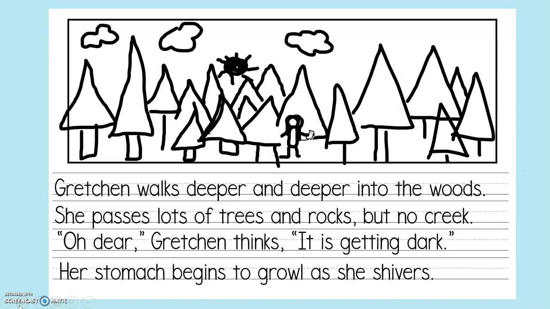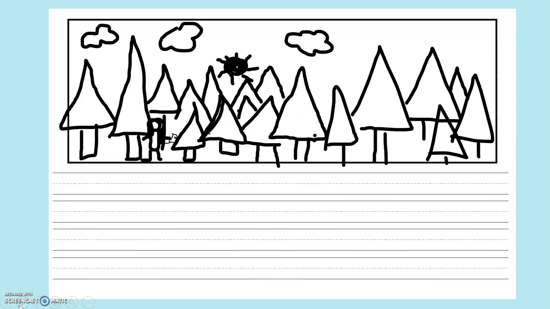Gretchen walks deeper and deeper into the woods. She passes lots of trees and rocks, but no creek. Oh dear, Gretchen thinks, it is getting dark. Her stomach begins to growl as she shivers. Now I want to add some more. Gretchen's going to be going back. She's going to turn around on this page and go back towards her house. But I want to explain to my reader that Gretchen is afraid. How can I do that?